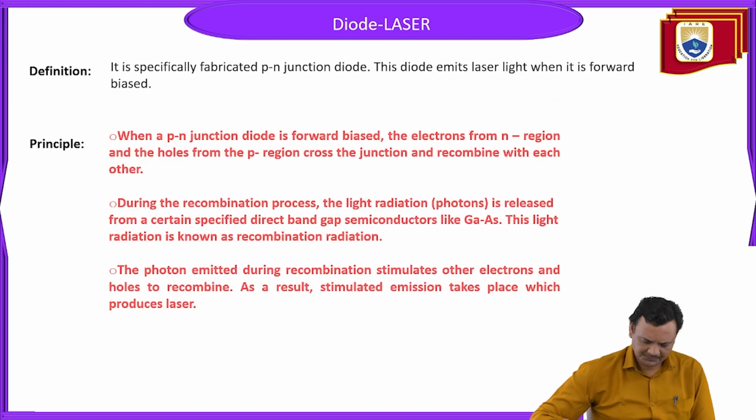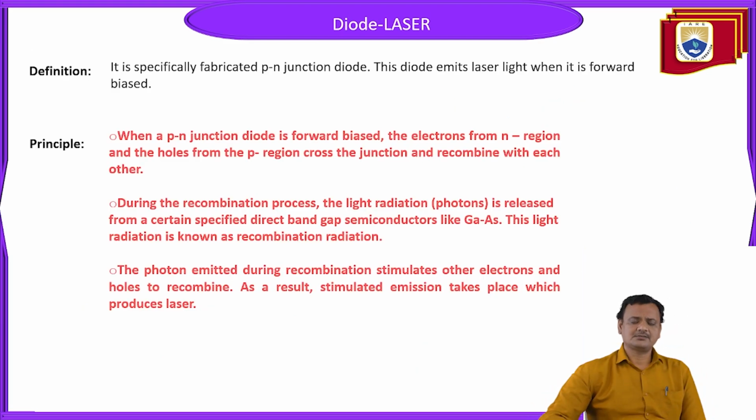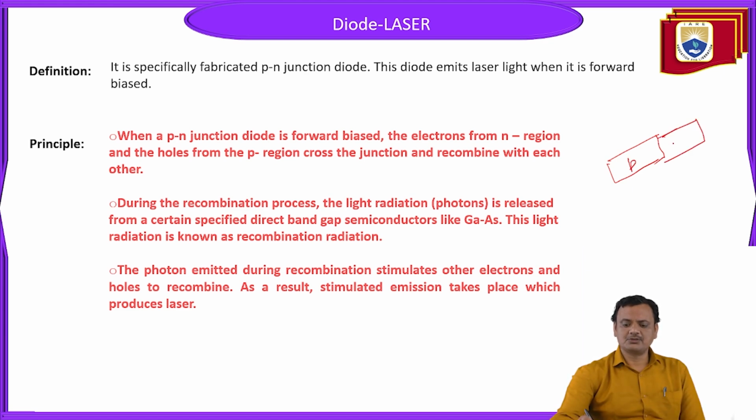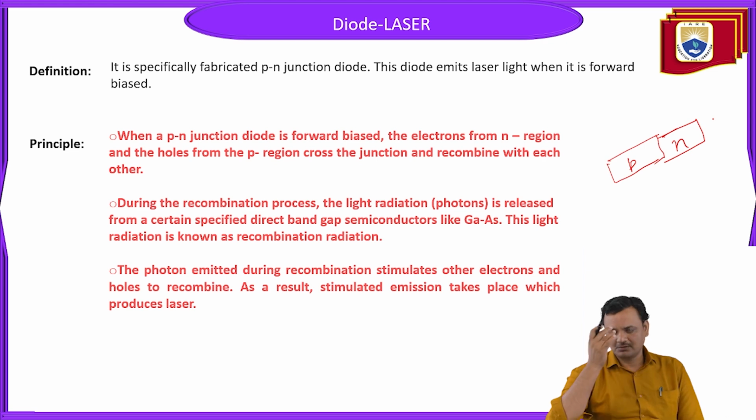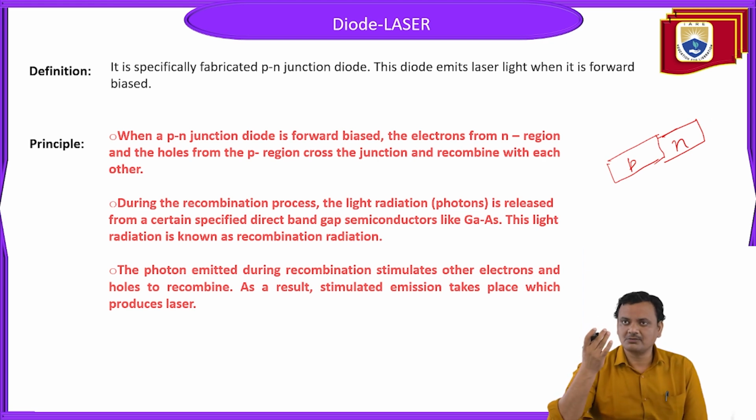Here it is again written clearly. It is a specifically fabricated PN junction diode. Specifically fabricated means you have to focus on what the width should be for the P region and what the width should be for the N region, because I already discussed the effect of the dimension of your crystal.